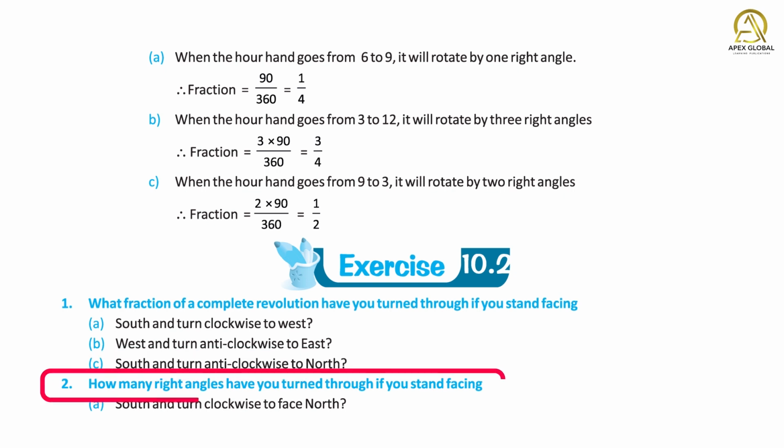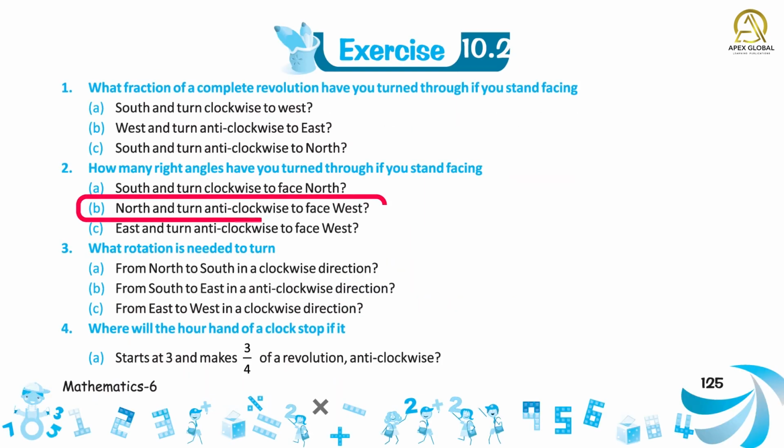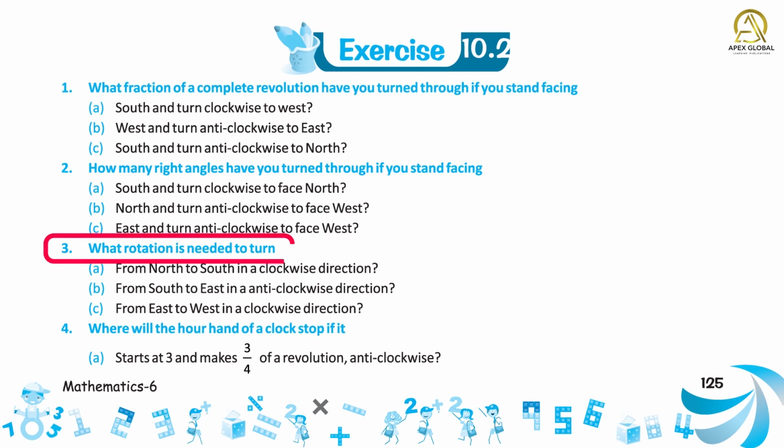1/2. Question 2. How many right angles have you turned through if you stand facing A. south and turn clockwise to face north? Solution. 2 right angles. B. north and turn anti-clockwise to face west. Solution. 1 right angle. C. east and turn anti-clockwise to face west. Solution. 2 right angles.